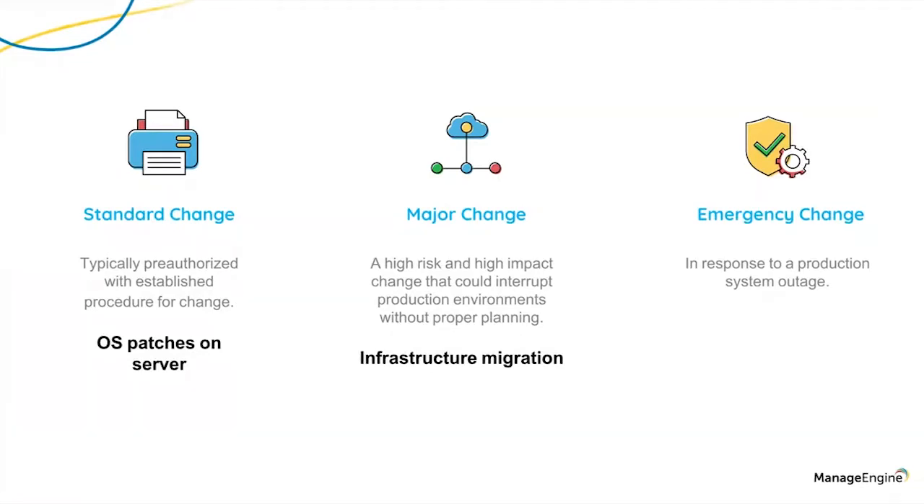And then we have emergency change, which we just saw about in the poll. The emergency change is usually deployed in response to a system outage or some kind of issue. And like the example we saw, when there is a zero day attack, the security patch is deployed in response. So this is what constitutes an emergency change.